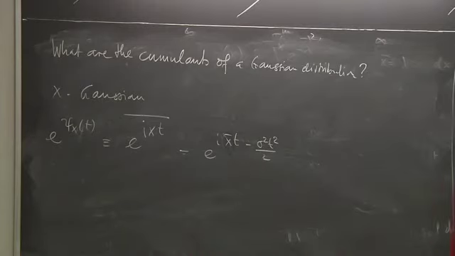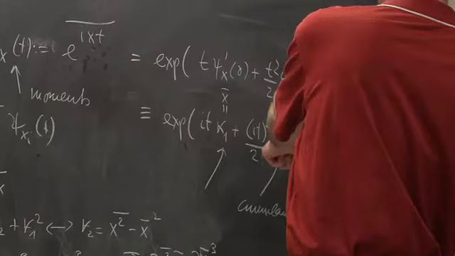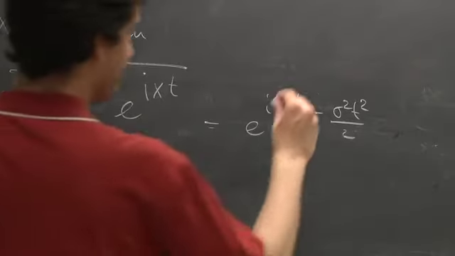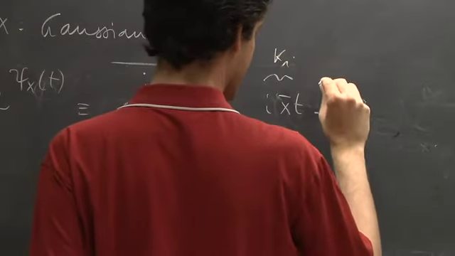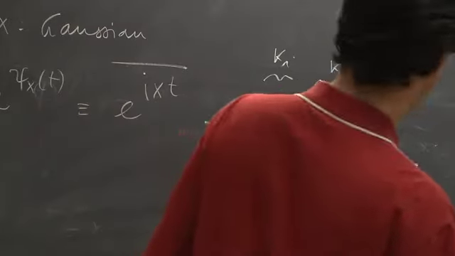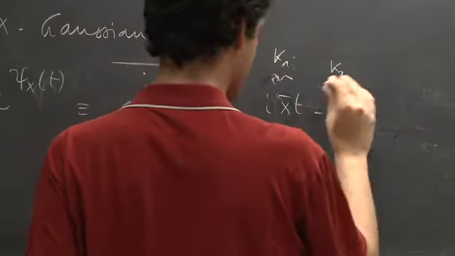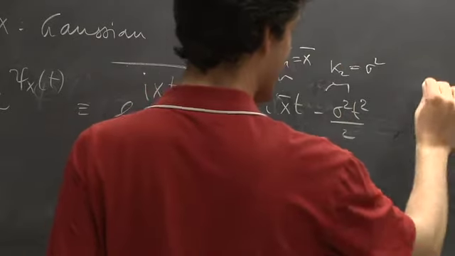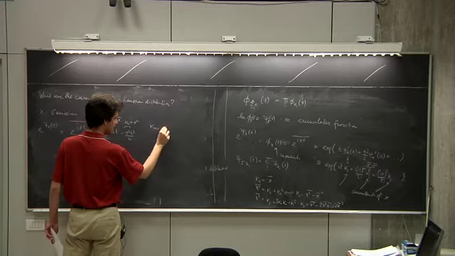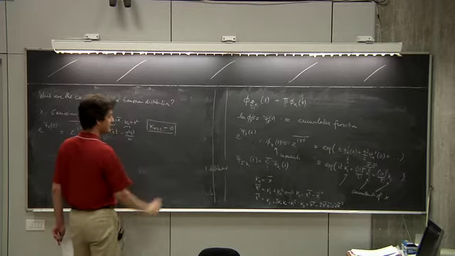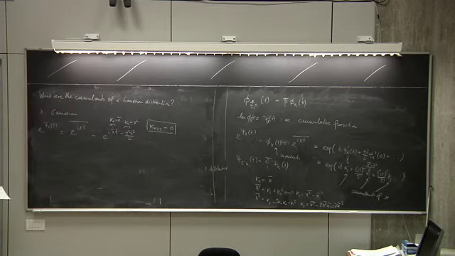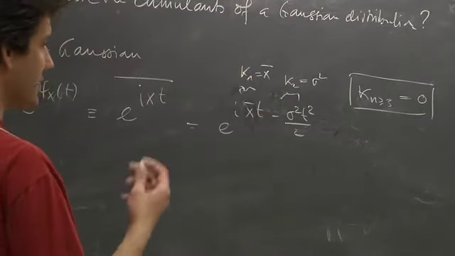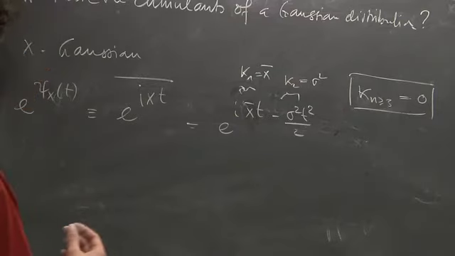Now let's go back to the definition of what cumulants are. The cumulants are just the coefficients of the power series expansion in the exponent. And what you see here is that here is the first cumulant, here is the second cumulant, without the i, by definition. And all the other cumulants are 0. Okay, and that's the special and important property of a Gaussian. It has only two cumulants, and all the other cumulants are 0.